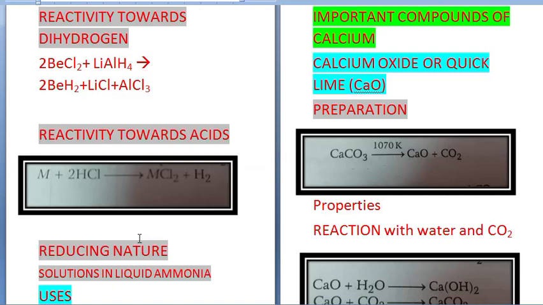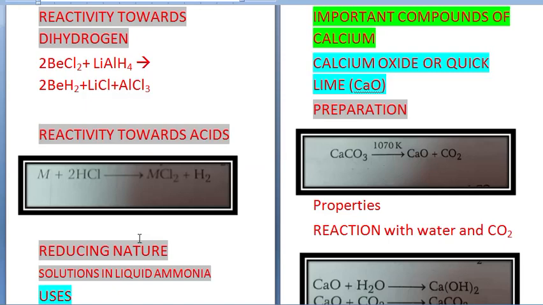A suspension of magnesium hydroxide in water is called milk of magnesia, and it is used in medicines as an antacid against acidity problems. Magnesium carbonate is used in toothpaste. Calcium and barium metals are used to remove air from vacuum tubes. Radium salt is used for radiotherapy.